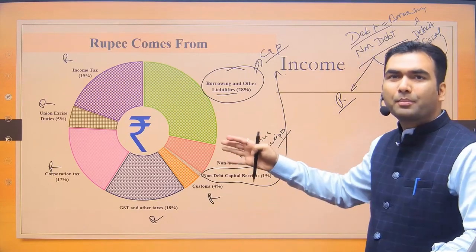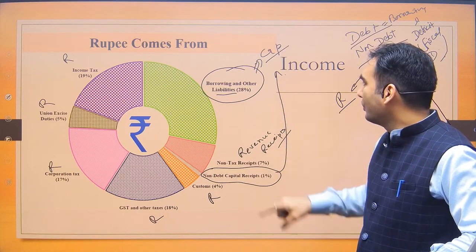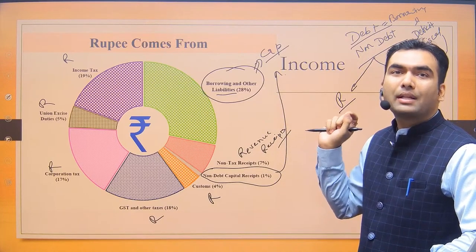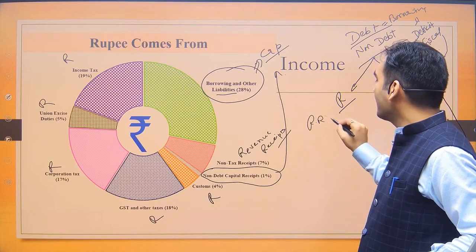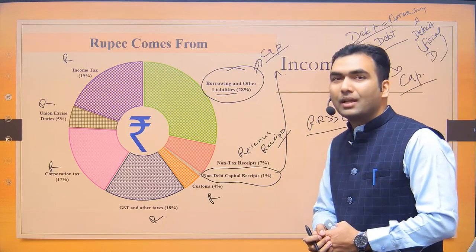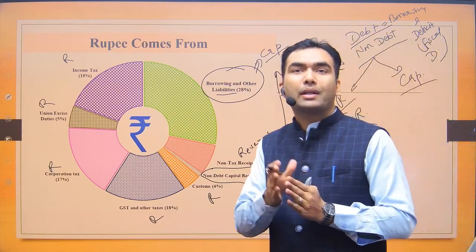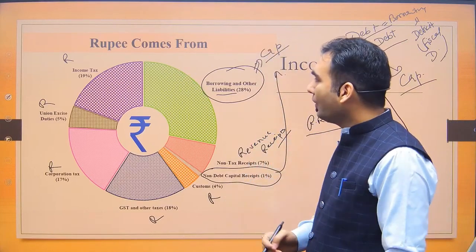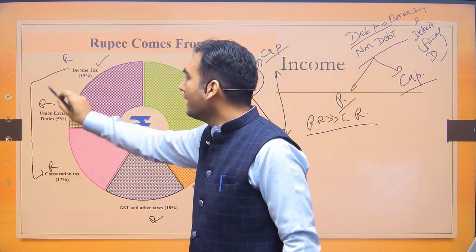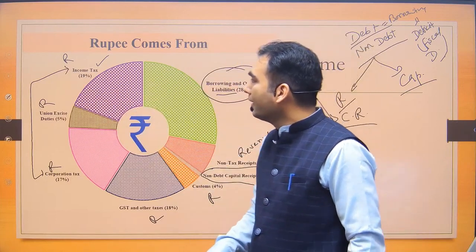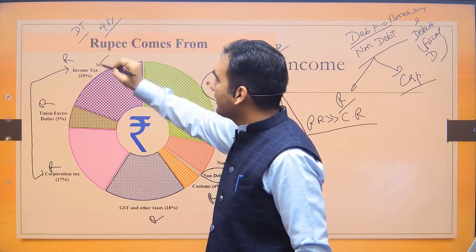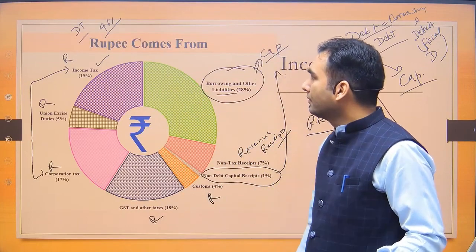Okay, so if you do a simple addition, only 28 plus 1, 29% is capital receipt. So revenue receipt is much more than capital receipt. This is the first conclusion that we can draw. The second thing we need to draw is whether direct taxes are more or indirect taxes are more. Let's see: direct taxes, income tax and corporation tax. These two are direct taxes. Their sum total is 46%... no, 36%, sorry.